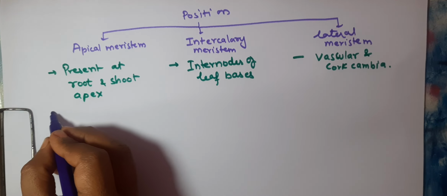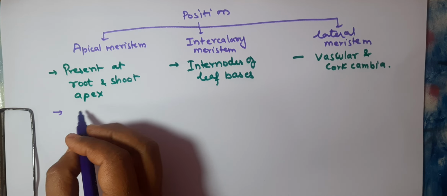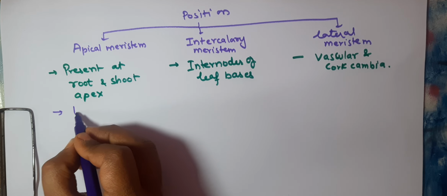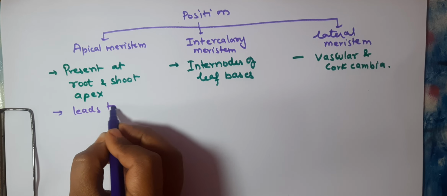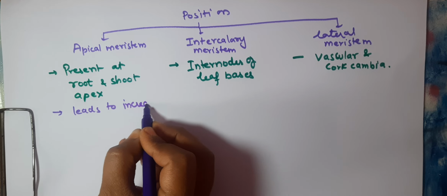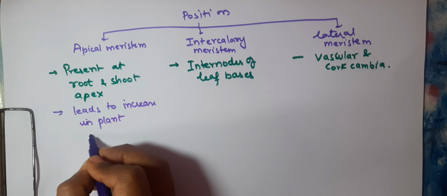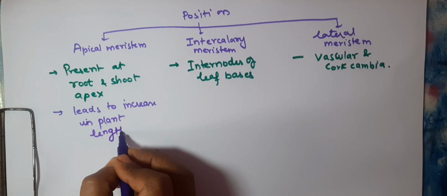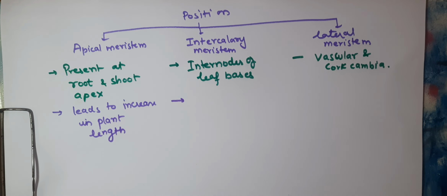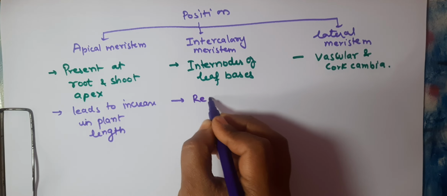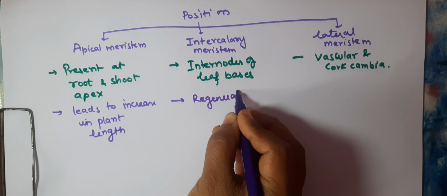The second is the role. The apical meristem is responsible for increasing plant length. Whereas the intercalary meristem helps in regeneration of tissue.